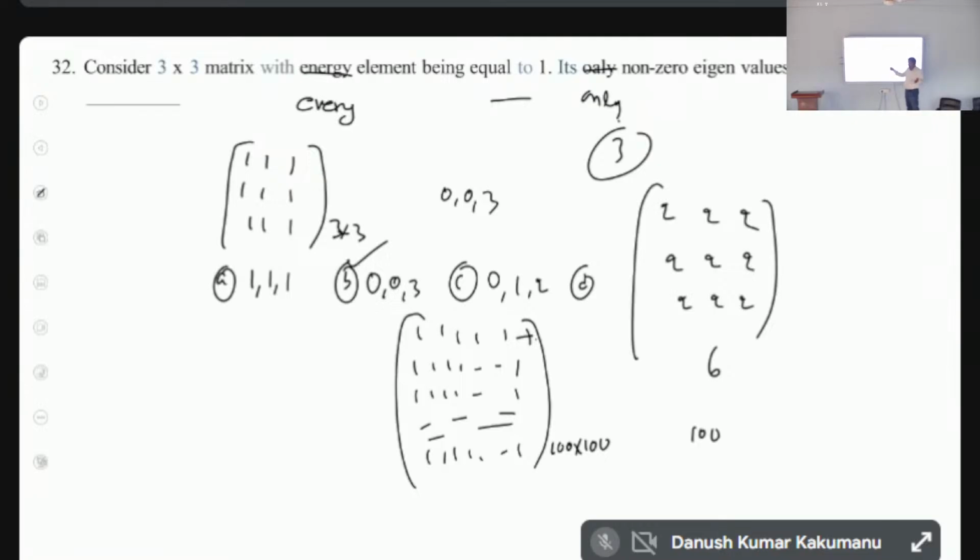It is a 100 by 100 matrix, all entries are 1. How many zero eigenvalues? Total how many eigenvalues are possible? 100 eigenvalues. One eigenvalue is 100. What about the remaining eigenvalues? 99. They are all zero eigenvalues. Understanding?